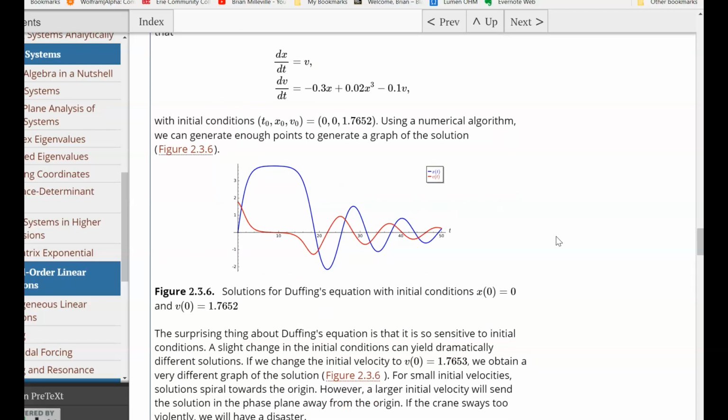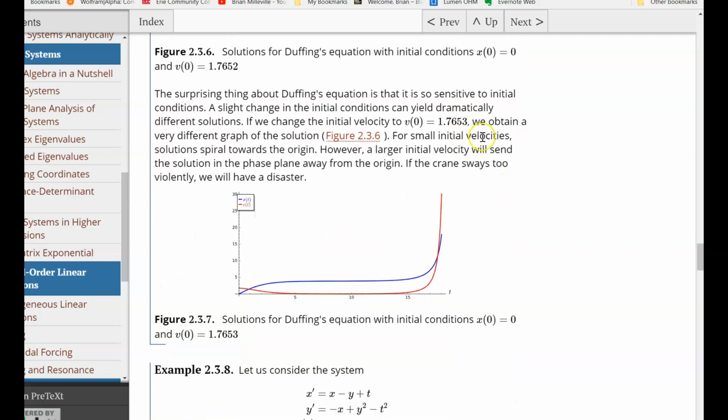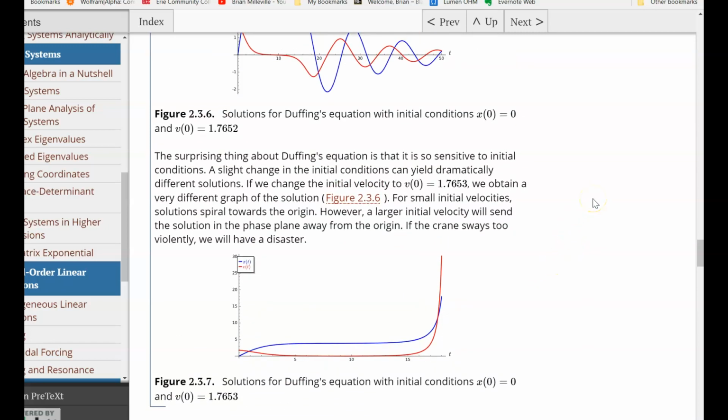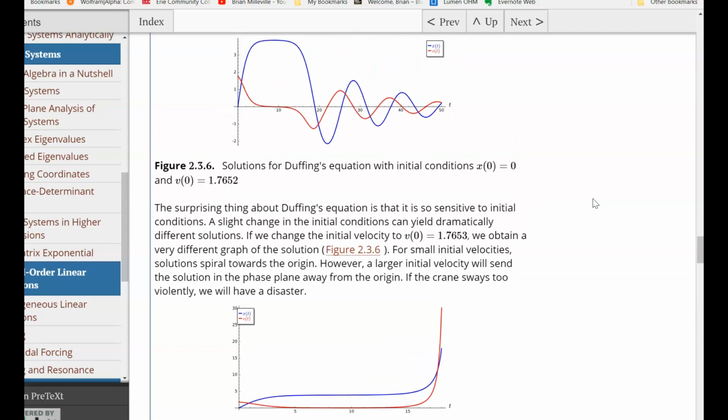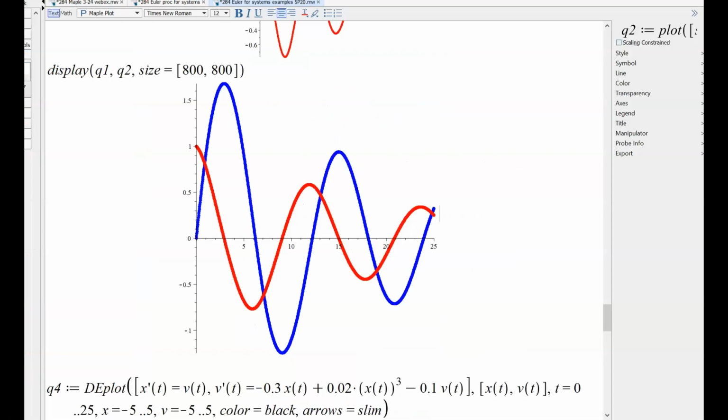Well, they used something like Euler's method, or maybe something more sophisticated, to come up with that graph. They changed the initial condition in the next figure to 1.7653, just the 2 went to a 3, and you get dramatically different looking approximate solutions. So this is showing that this system is very sensitive to changes in the initial conditions, especially to the initial velocities. That makes decent sense in terms of the swaying of the crane, the velocities corresponding to the wind. So now let's go back to our Maple file.